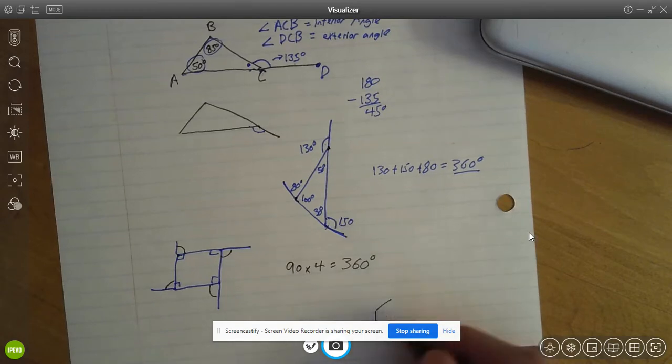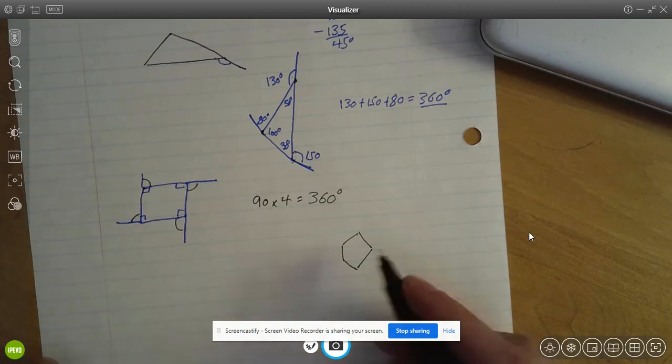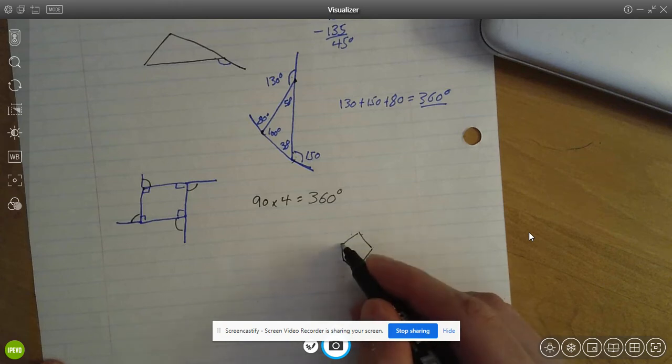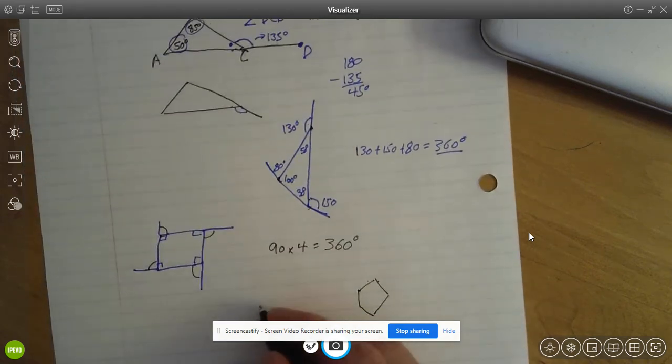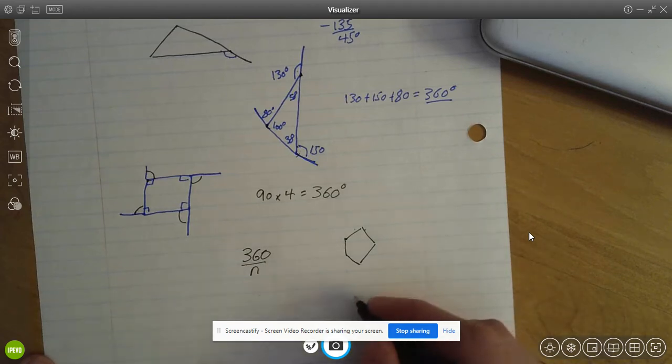So if I have a pentagon, a 5-sided shape, my exterior angles have to sum to 360 as well, because if I make 5 turns, I'm going to end up back where I started. So the sum of the exterior angles always adds to 360. And if it's a regular shape, I can find each exterior angle by just doing 360 divided by n. Because the total is 360 and there are n exterior angles, just like there are n interior angles.